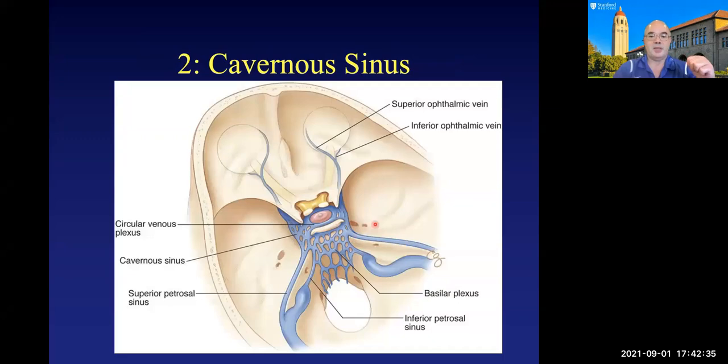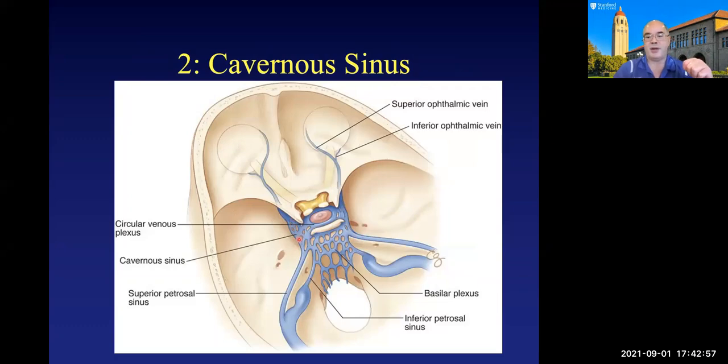So the second type of tumor I want to talk about is called a cavernous sinus tumor. So again, this is a schematic of the skull here. These circles represent where the eyes would be on the face over here. So the cavernous sinus is, you see it labeled right here. It points to this kind of complex web of structures here.